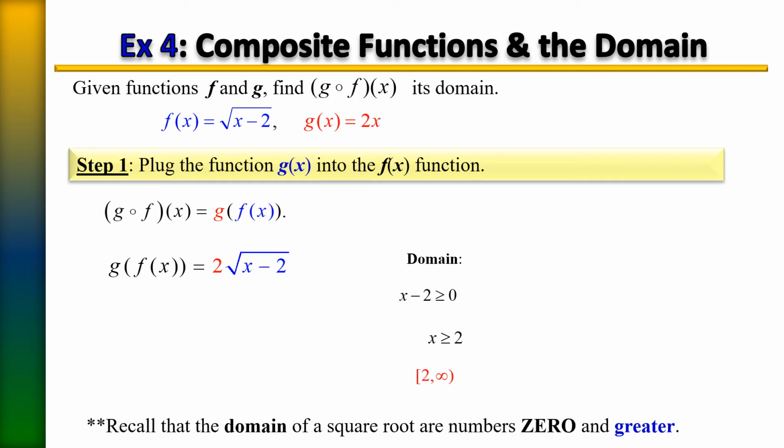So the domain would be the numbers from 2 all the way to positive infinity. And notice we use a bracket because it does include the 2. You can see there with the line underneath. It does include 2, and then it goes on to infinity, and we always close infinities with a parenthesis. And there you have it.